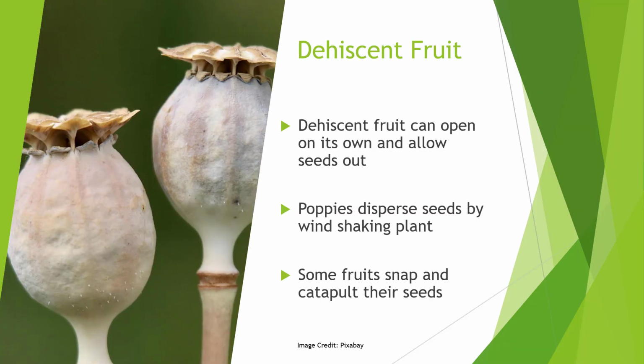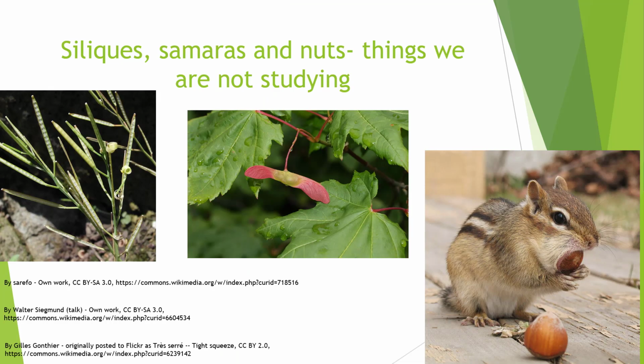Dehiscent fruit is a fruit that is capable of opening on its own, usually along a certain line, and allowing the seeds out. Here's an example. Poppies can disperse seeds by the wind shaking the plant. You see how these fruit have opened near the top, making that little hat and those little holes. They are capable now of shaking the seeds out, and those seeds will go into the wind and into the dirt. Some fruits can not only break along a certain line, but will snap open and catapult their seeds a good distance. We'll meet one of those today.